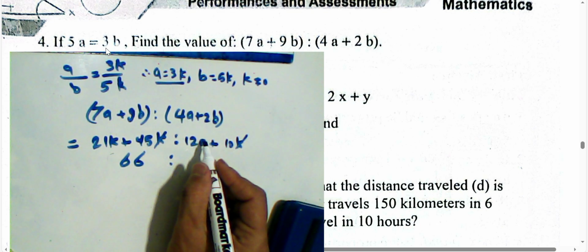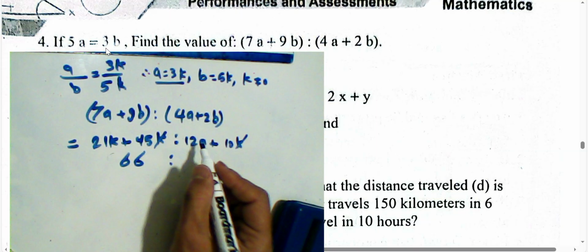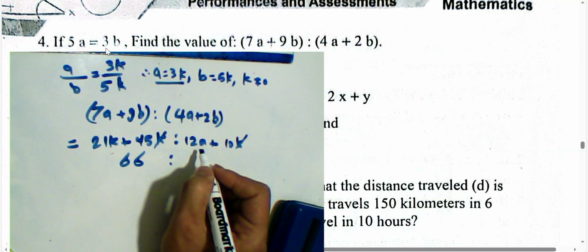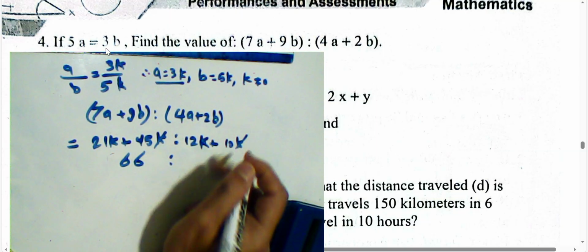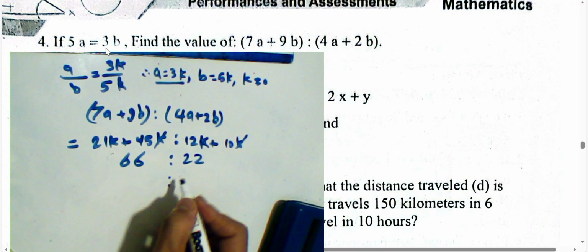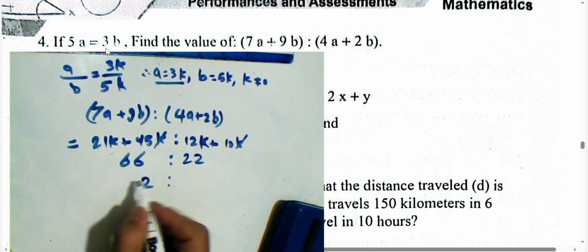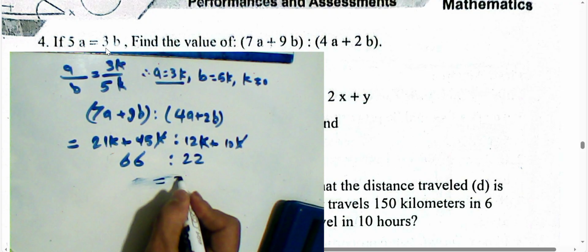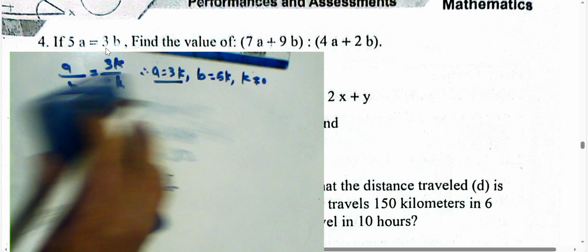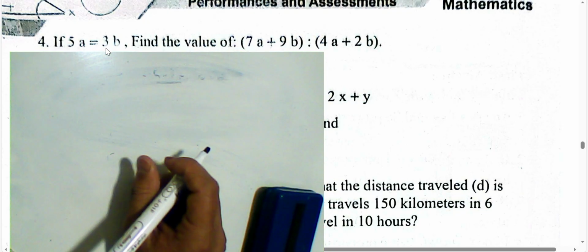Okay, this number here we have 22K. 66 divided by 22, we can simplify, is 3. The answer will be 3. Understood?